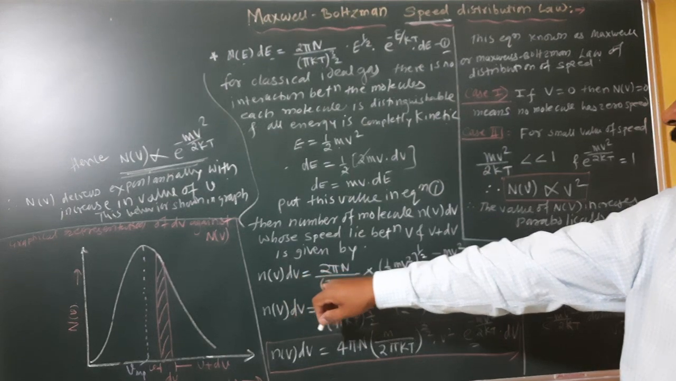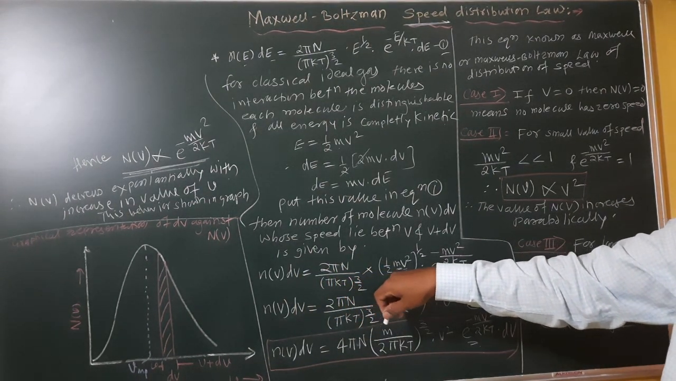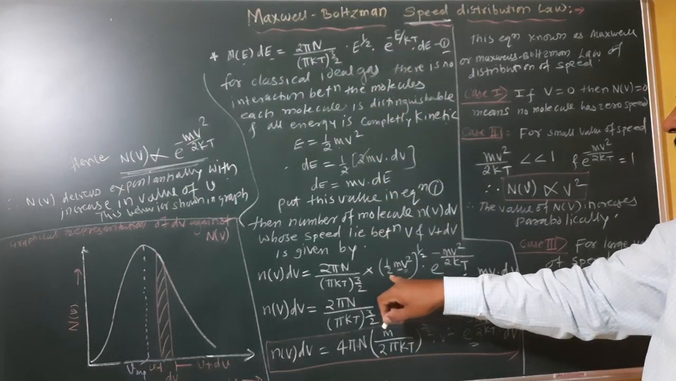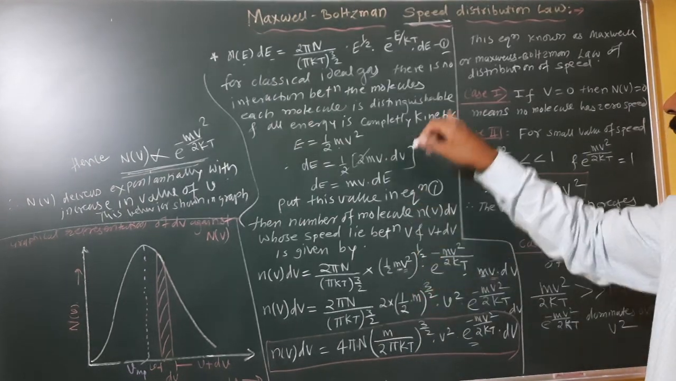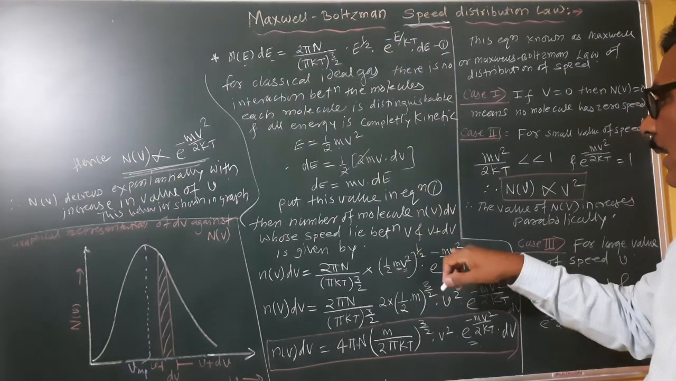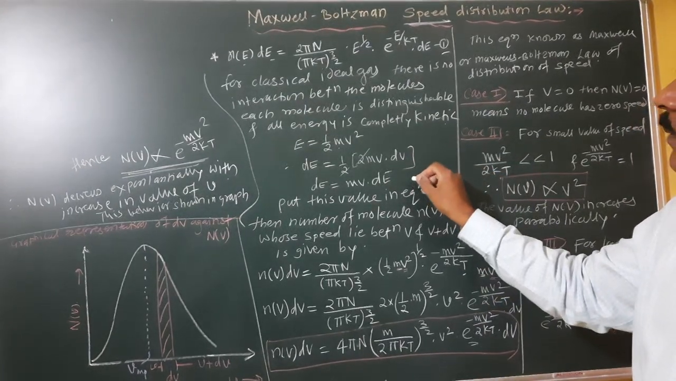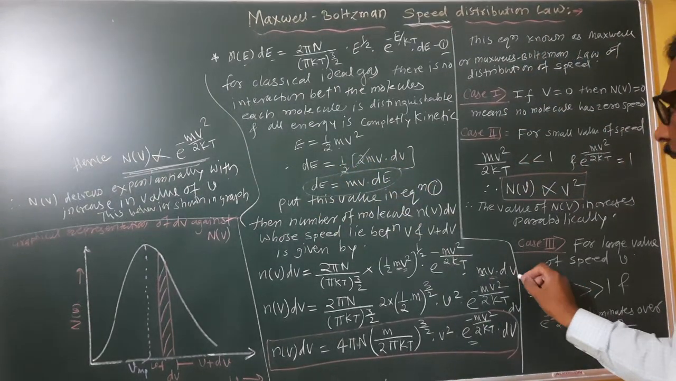That is, n(v) dv equals 2πN upon (πkT) raised to 3/2 into E raised to 1/2, where the energy of the classical particles is half of m into v square, raised to 1/2, into e raised to minus the value of E, that is mv square by 2 into kT, into dE, which is nothing but mv into dv.